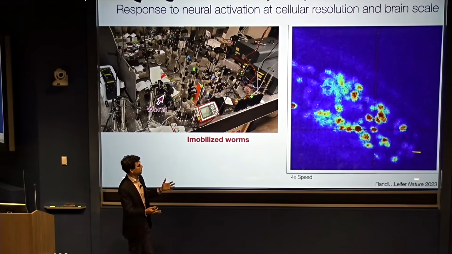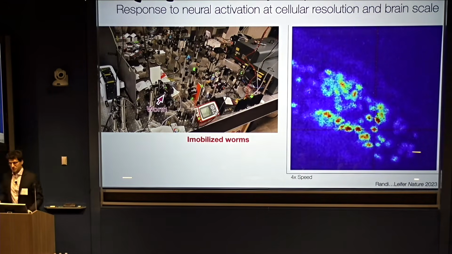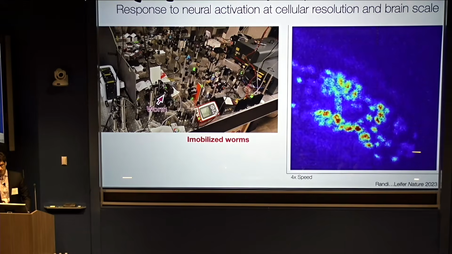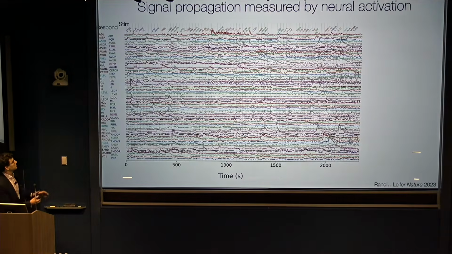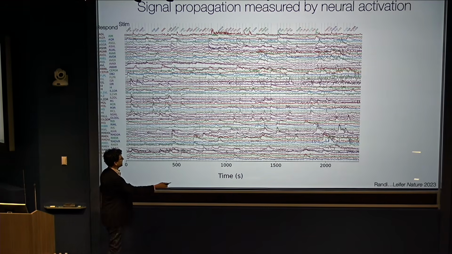We'll stimulate a different neuron, and you'll see that neuron respond, and other neurons in the network respond. And we do this over and over again. And so this is what a single trial recording looks like. So each trace is a different neuron measured simultaneously. The identities of the neurons are named here on the left. We record for about 40 minutes.